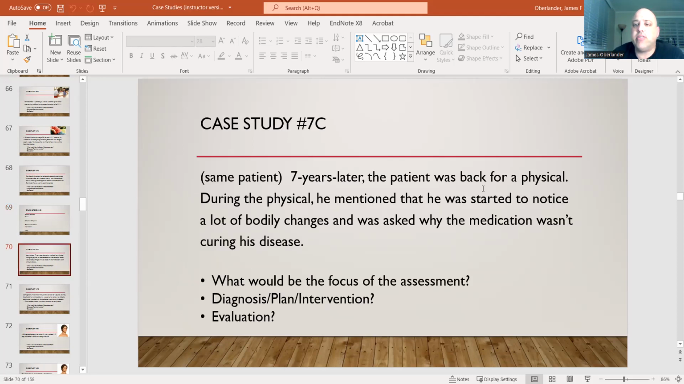All right, so 7 years later, they come back. He mentioned he started to notice a lot of bodily changes and was asked why the medication wasn't curing his disease. Answer? And again, I've got maybe 5 more minutes here. Chat in the window or unmute, either one. This is an important type of question. Answer his situation. I have people talking about diet and exercise. While relevant, it doesn't answer the patient's right now situation. Answer his situation.